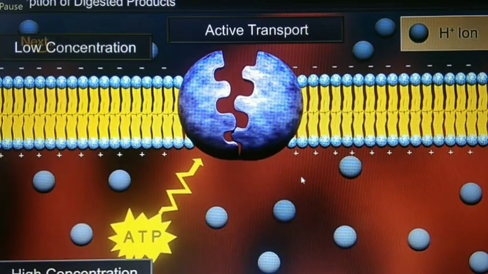Now we have discussed passive transport, where energy is not needed and molecules diffuse from higher concentration to lower concentration. It is a slow process, and up to what time does diffusion take place? Only until the concentration becomes equal. So complete absorption of nutrients does not take place in the case of passive transport.